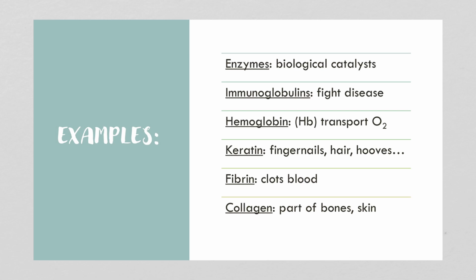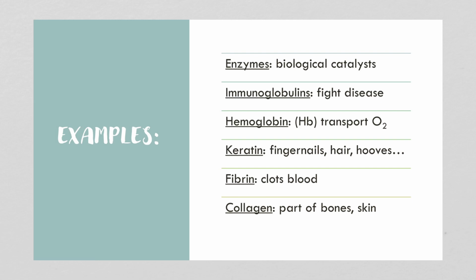First of all, enzymes are biological catalysts. So we're going to spend a whole lesson just on enzymes in the lesson following this one. Immunoglobulins are proteins that fight disease. So when we're in our homeostasis unit and we learn about the immune system, we'll learn about immunoglobulins. You've probably heard of hemoglobin before. It's a protein that's found in red blood cells that transports oxygen.